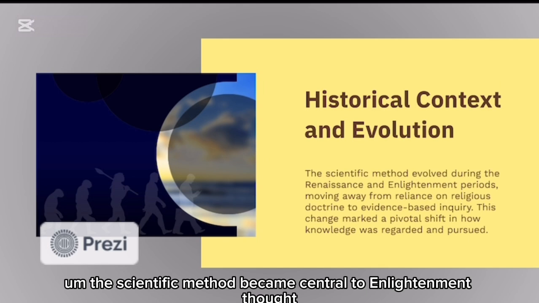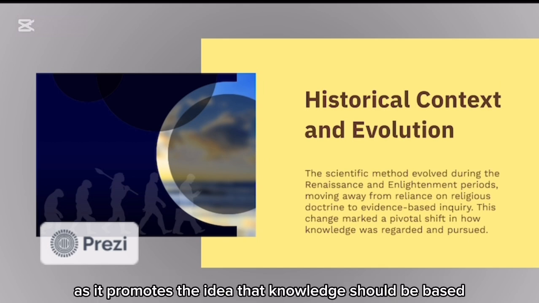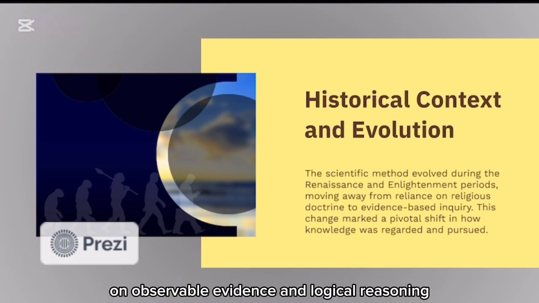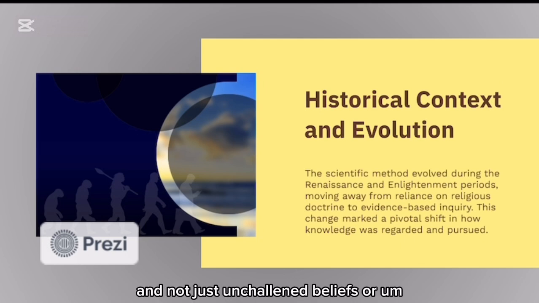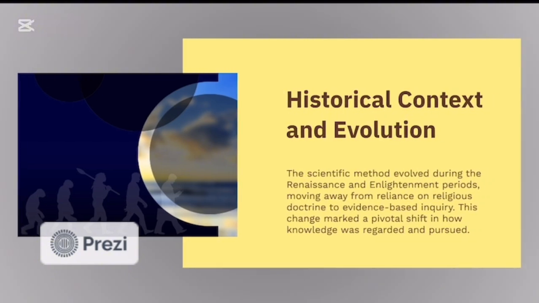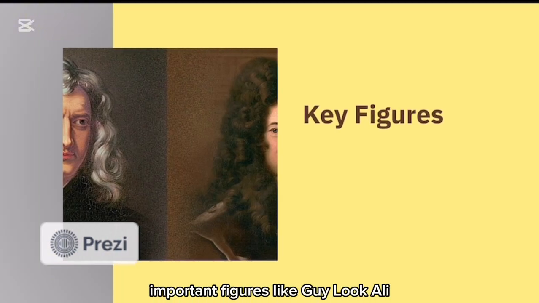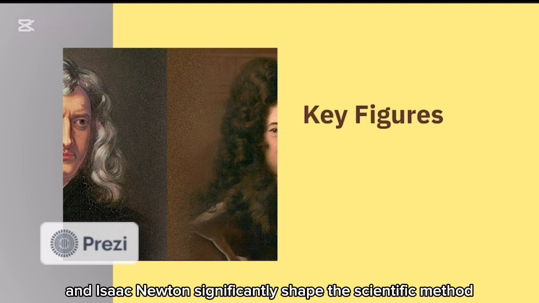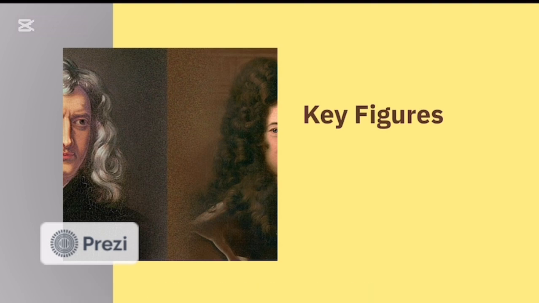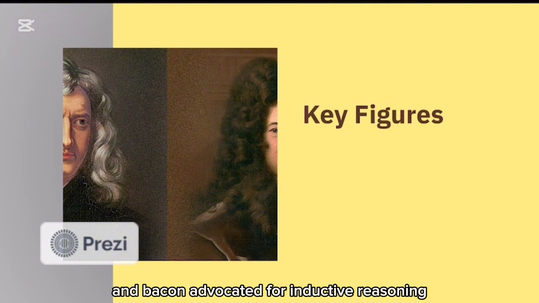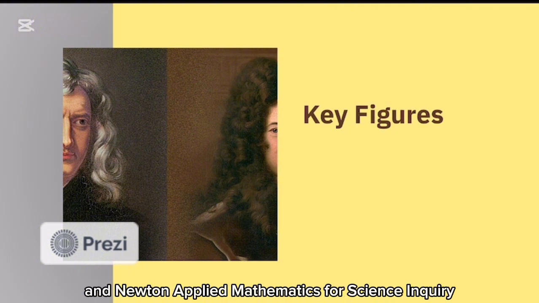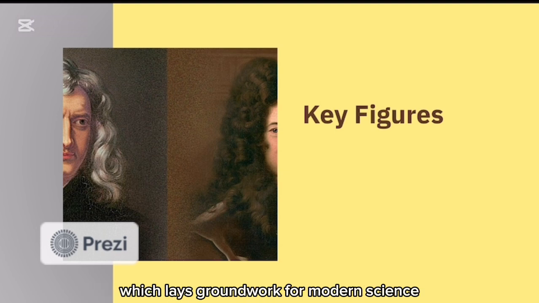The scientific method became central to Enlightenment thought as it promotes the idea that knowledge should be based on observable evidence and logical reasoning, and not just unchallenged beliefs or religious teachings. Important figures like Galileo Galilei, Francis Bacon, and Isaac Newton significantly shaped the scientific method. Galileo emphasized experimentation, Bacon advocated for inductive reasoning, and Newton applied mathematics to scientific inquiry, which laid the groundwork for modern science.